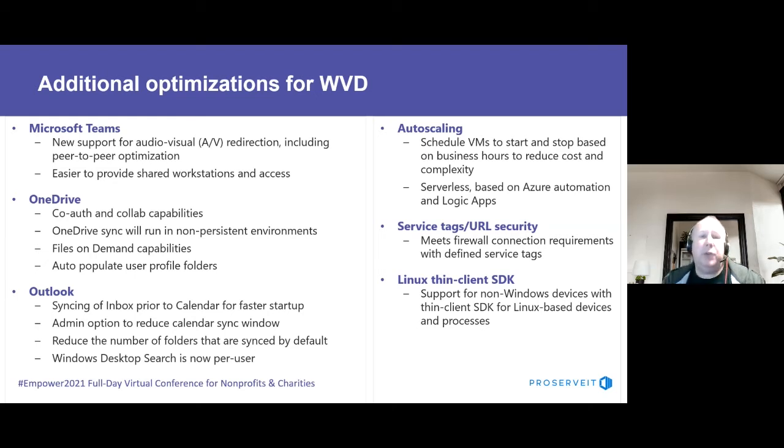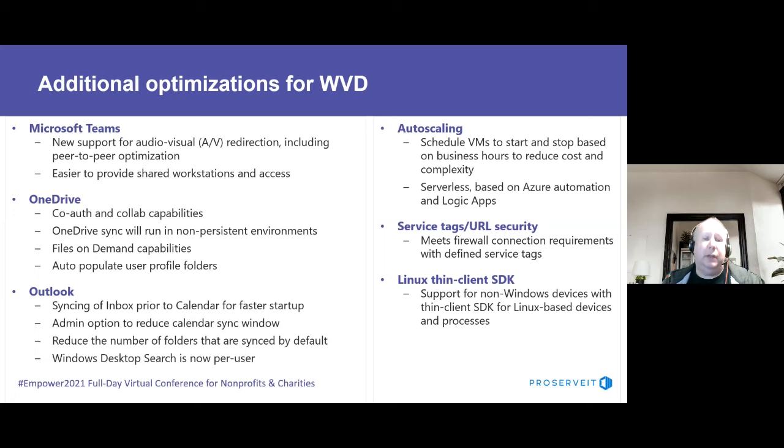When we look at OneDrive, there's a couple things worth noting. So we do have co-authoring and collaboration capabilities. We do have the ability to leverage that OneDrive sync in non-persistent desktop environments. So again, because we have that standalone VHD file that contains our Outlook OST file and OneDrive cached information, we can cache the data that's critical to users to allow them to be productive without having to worry about cluttering that actual virtual desktop itself. We can still take advantage of files on demand capabilities, as well as auto-populate user profile folders.